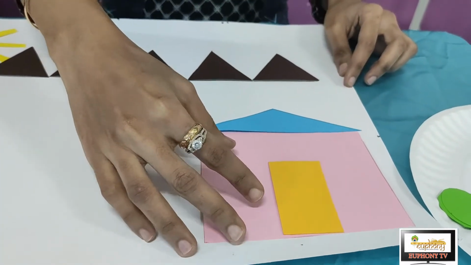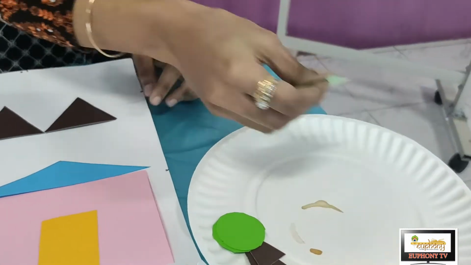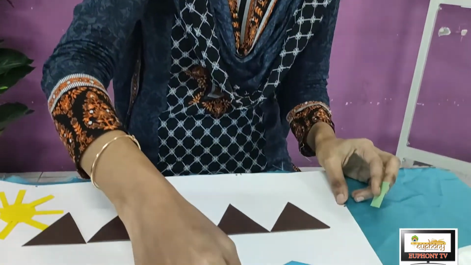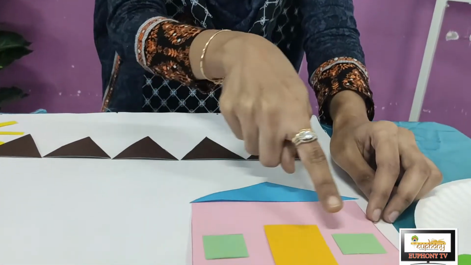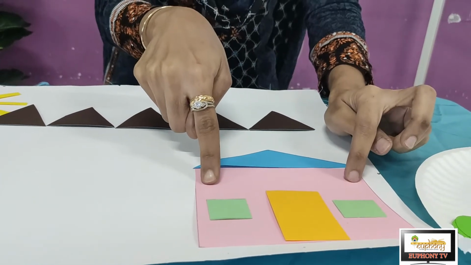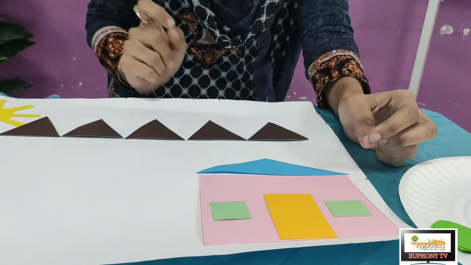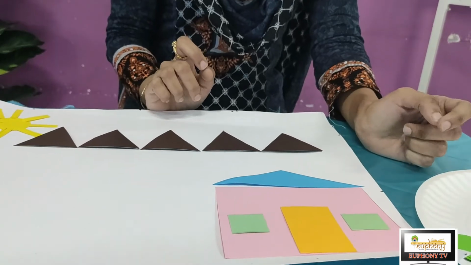Okay, great. Then I have 2 green color squares. Can you see which shape it is? It's green color squares. Can you guess what it is? Yeah, correct. It is windows. Okay, so let's place the window. Our house with 3 squares, that is 2 for windows and 1 for the home, 1 triangle for the roof and 1 rectangle for the door.